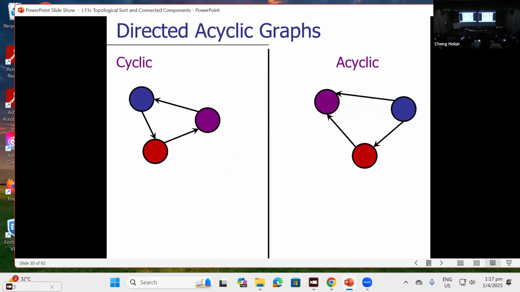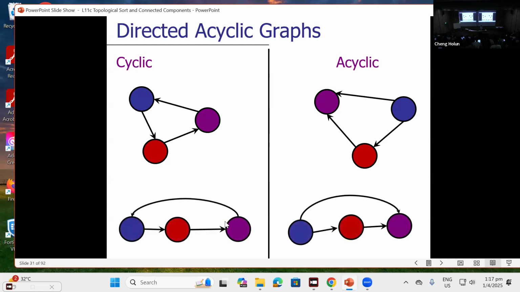Usually we call a graph without a directed cycle a DAG, D-A-G, directed acyclic graph. Acyclic means without cycle. Cyclic means cycle. Acyclic means no cycle. So this one you can form a sequence, but this one you cannot form a sequence because you have a back edge. On the right side, you can form a sequence because every edge goes to the right.